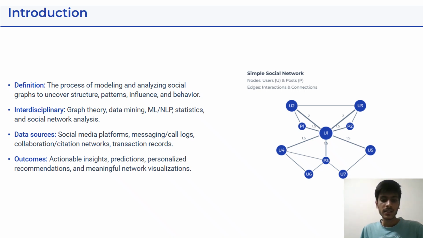Social network mining is the process of analyzing relationships and interactions among people, organizations, or entities in a network. It combines techniques from data mining, graph theory, and machine learning to extract meaningful patterns from platforms like Twitter and LinkedIn. It helps to understand how connections shape behaviors.